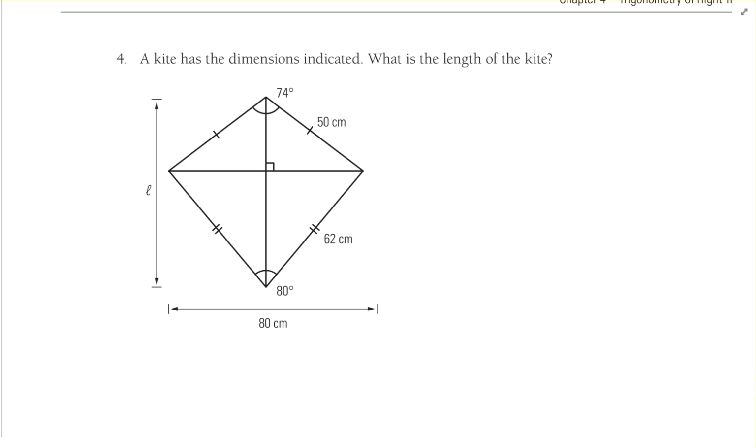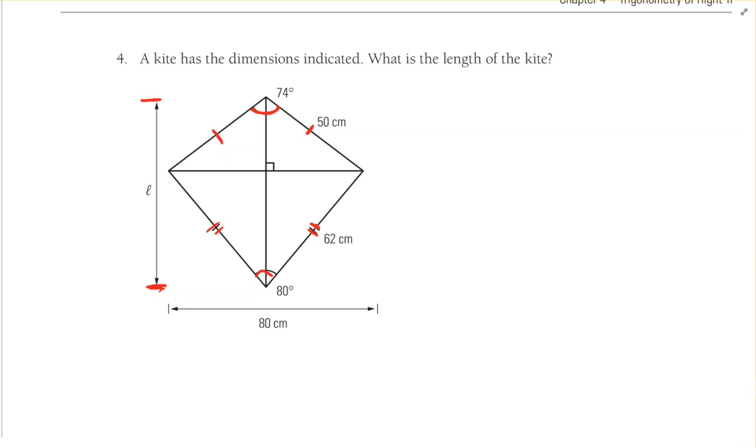Okay, number 4, a kite has the dimensions indicated. What is the length of the kite? So, top to bottom. So, like there to there, right? Well, one thing to make sure that you know is whenever there's a dash like that and one over here, that means that that's also 50, right? So this one has 2 dashes, that means that these two over here are 62 as well, right? And that these angles from there to there are 74 and 80.